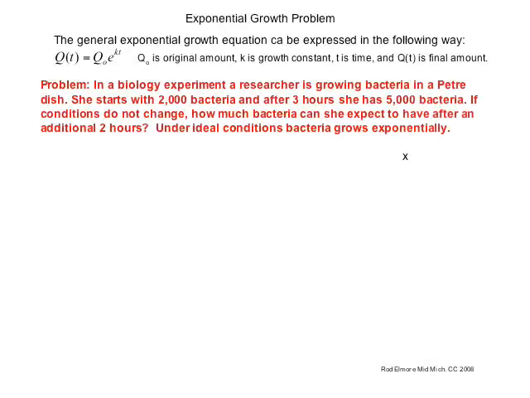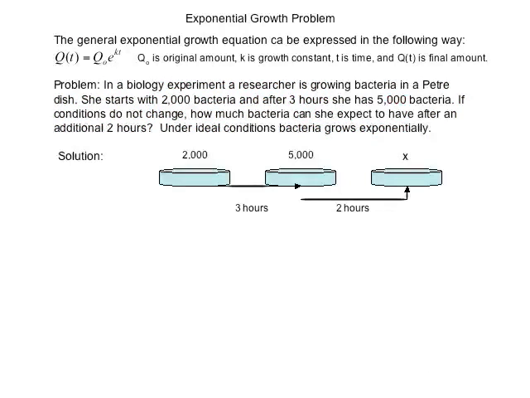So to solve this, let's first draw a picture that we can label and put all of our given data on it. So we have our 3 petri dishes. There's 2,000 in the first one, and then 3 hours later there's 5,000, and then 2 hours after that we don't know, so we'll call it x. So now we've got all of our data displayed, so we can plug the data into our exponential growth equation and find what we need.